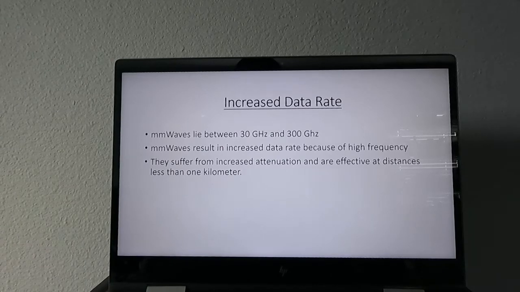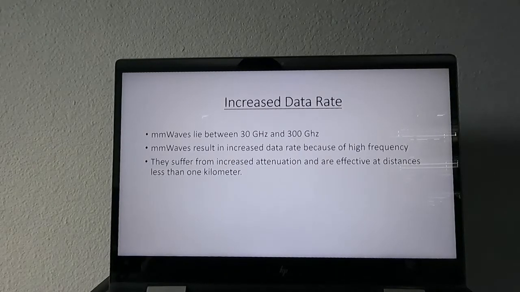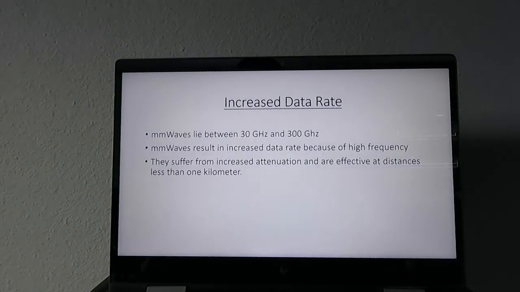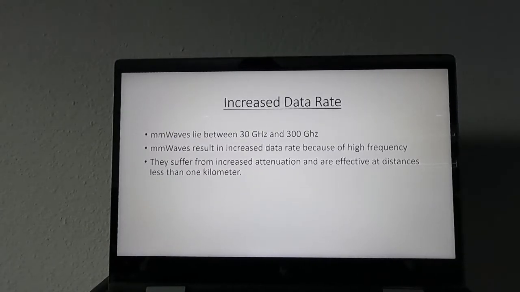Another technology used to increase data rate is millimeter waves, which lie between 30 gigahertz and 300 gigahertz. Now, because of the high frequency, there's increased data rate, but they also suffer from high attenuation because of the shorter wavelengths.